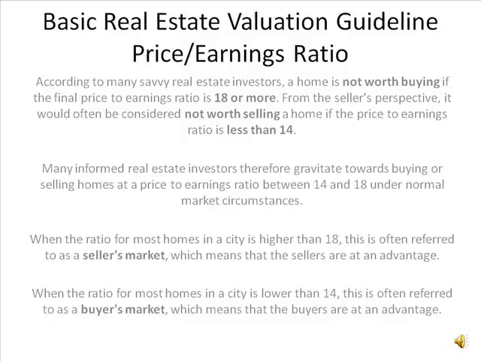When the ratio for most homes in a city is higher than 18, this is often referred to as a seller's market, which means that the sellers are at an advantage. When the ratio for most homes in a city is lower than 14, this is often referred to as a buyer's market, which means that the buyers are at an advantage.